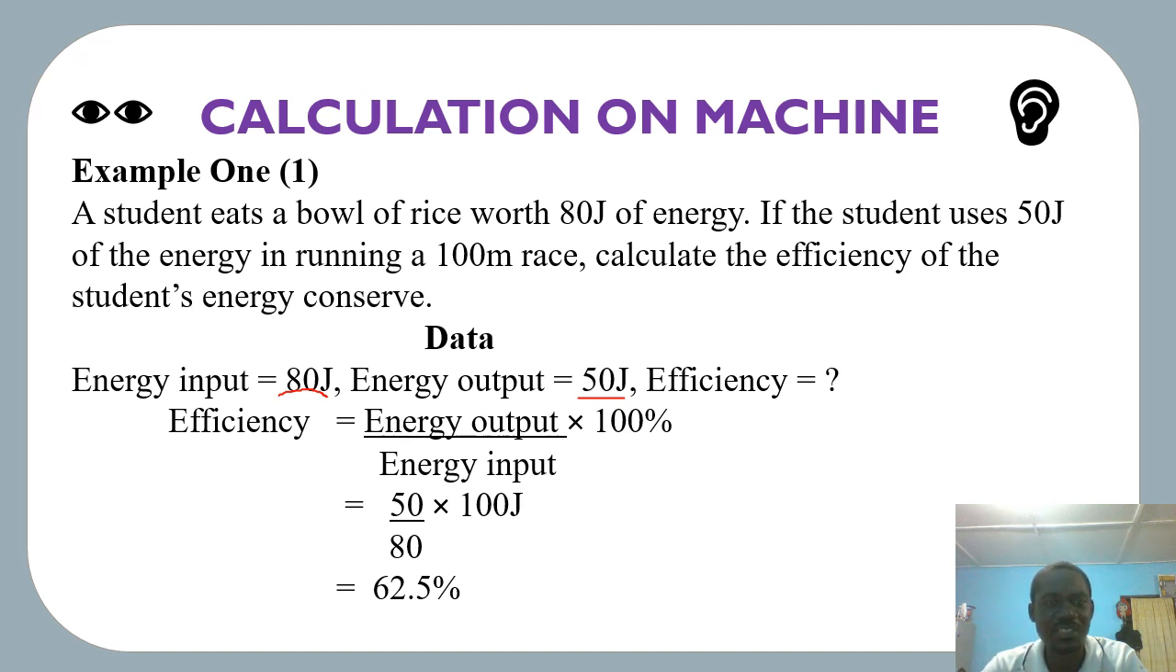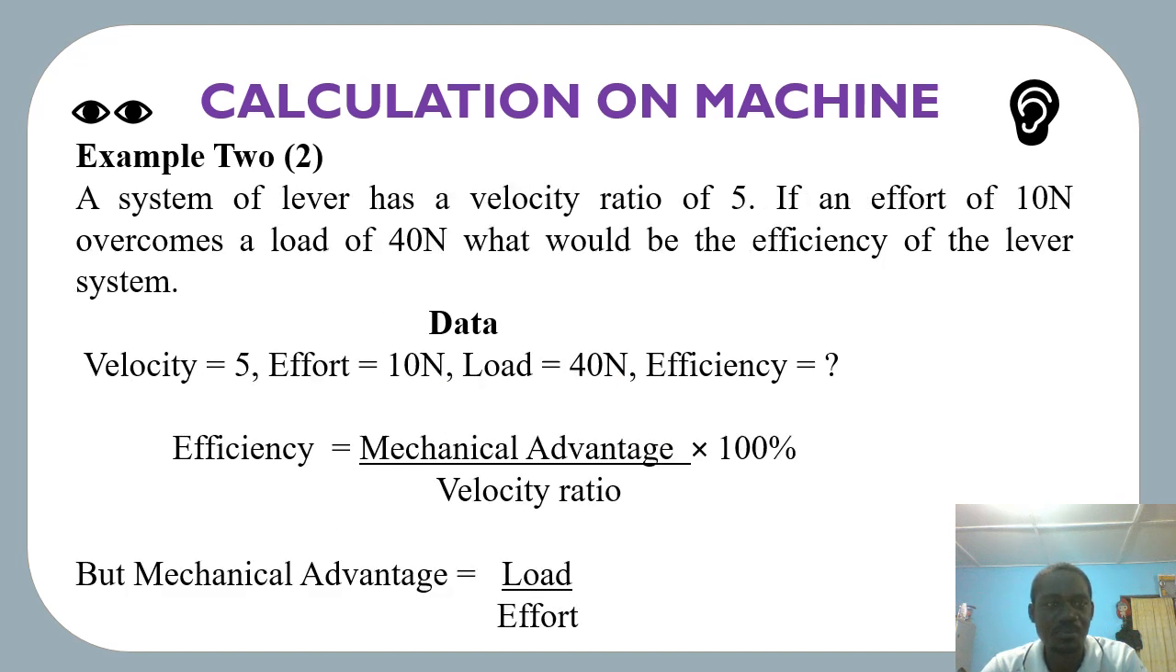Therefore, the efficiency from the slide 2, efficiency is equal to energy output over energy input, which is 50 divided by 80 multiplied by 100 will give us 62.5%, because we have expressed it in percentage. I hope it's clear. Let's look at question number 2.